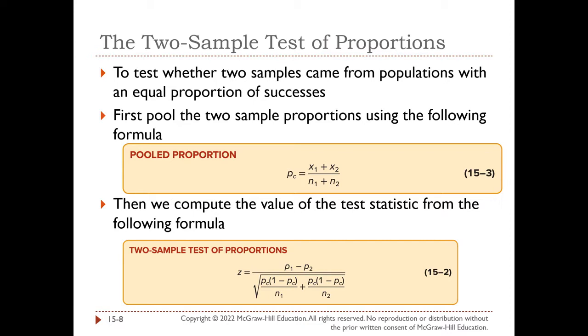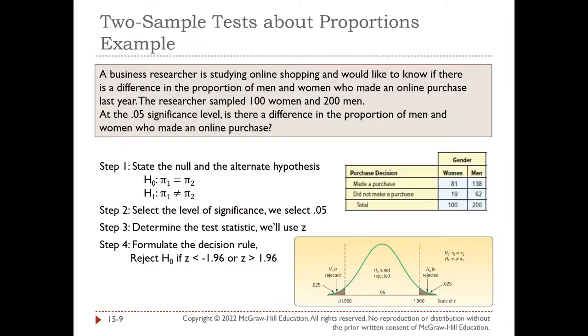Taking our proportion of 1 minus proportion of 2, divided by the square root of the pooled proportion times 1 minus the pooled proportion divided by n1, and do the same for n2. All square root. So you know where this is probably leading to. Probably a z-test, especially if we're looking at equals.